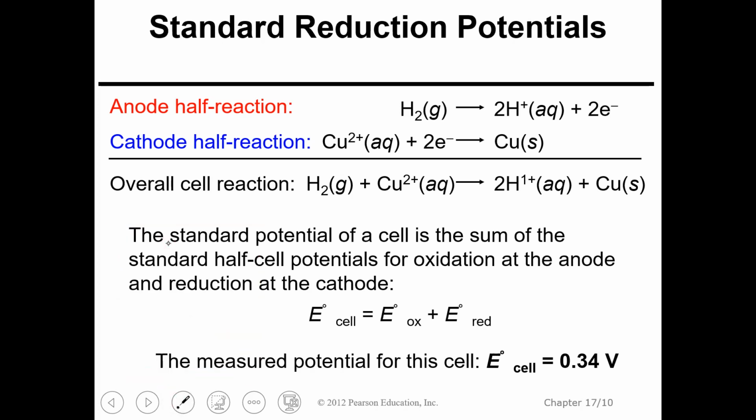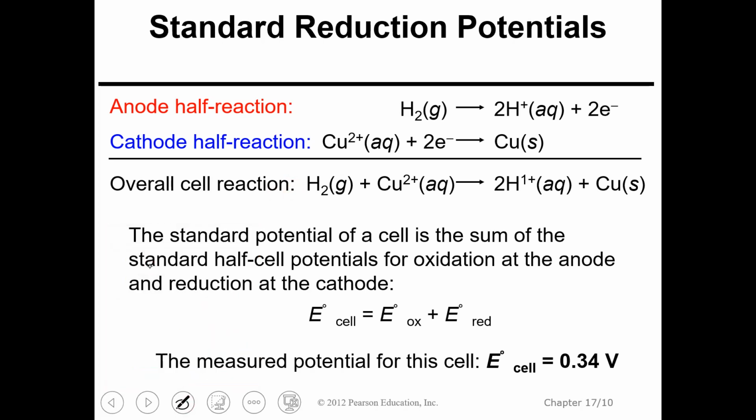In this video, we're going to talk about standard reduction potentials. So when we have our electrochemical cell, we have our anode and our cathode, and we have the half reactions that happen at each of those. So we have a half reaction for our anode, in this case our hydrogen anode, and then we have a half reaction for our cathode. We can add those together to get our overall cell reaction.